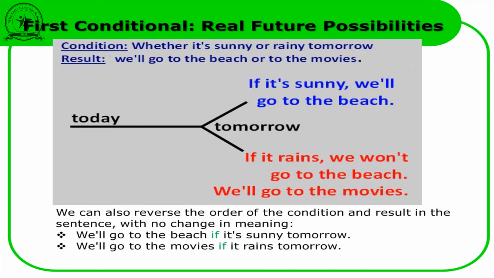We can also reverse the order of the condition and result in the sentence with no change in the meaning. So here I can say that we'll go to the beach if it's sunny tomorrow. And I also can say that we'll go to the movies if it rains tomorrow.